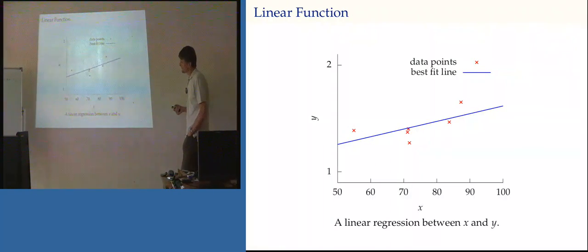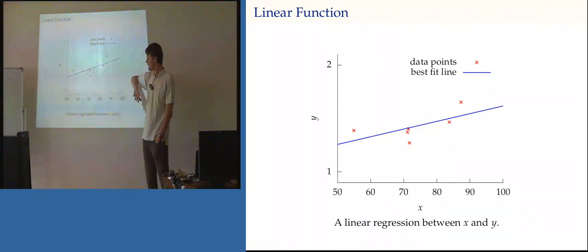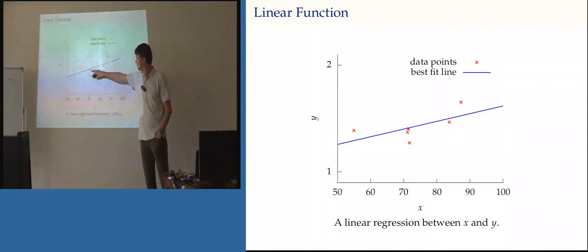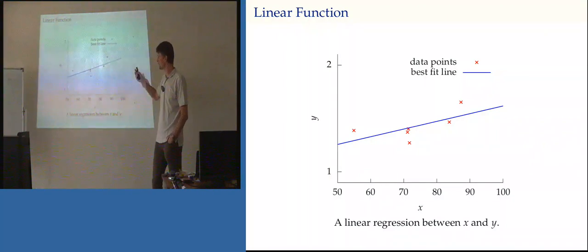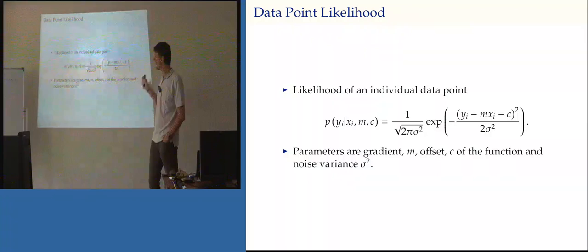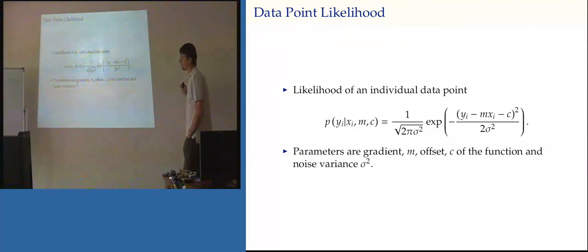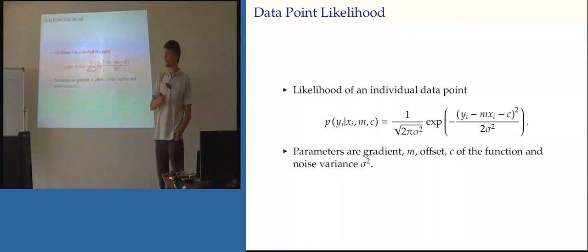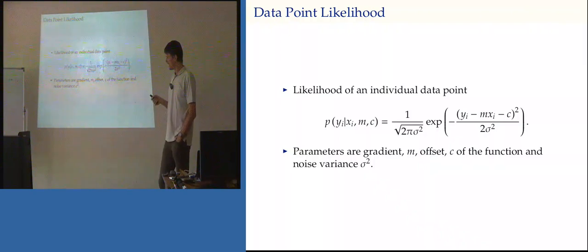So here's the best fit sort of line for a series of data. So we can take a bunch of crosses and we can try and fit a line to the data, and we're going to do that in Python in a moment. And for our model, this is what we'd call the likelihood of an individual data point.